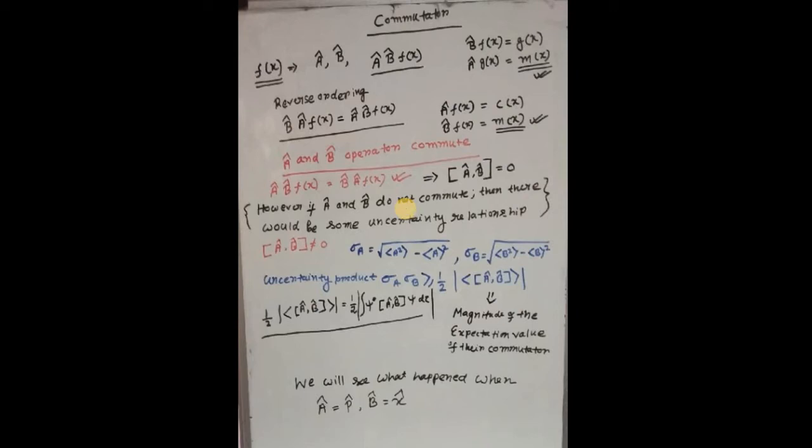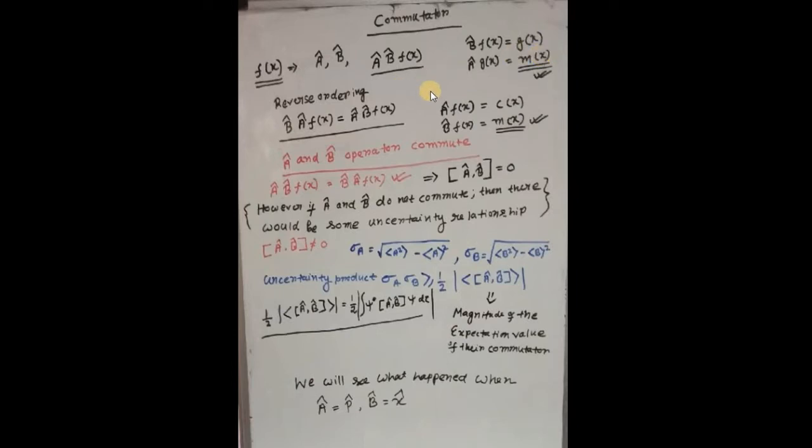So in this lecture I will talk about commutator. Suppose that I have a function f(x), that is a function of x, and there are two operators A and B. Now suppose that at first the B operator operates on this function f(x), and it will produce another function of x, that is g(x), and after that the A operator operates on this function g(x), and it will produce another function called m(x).